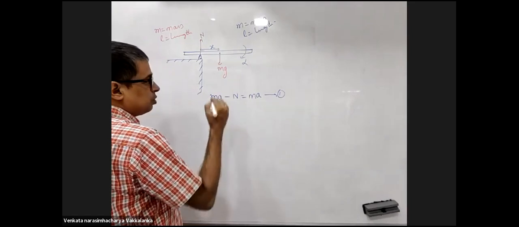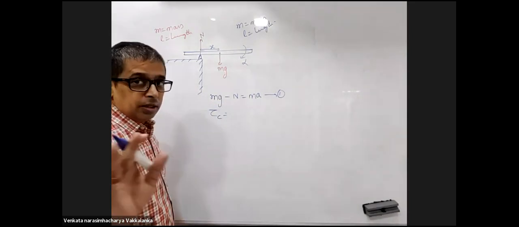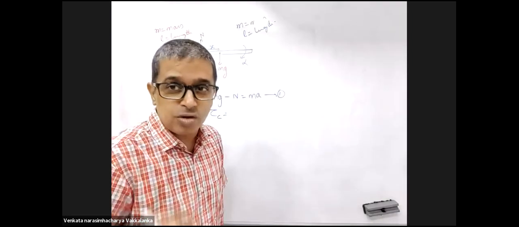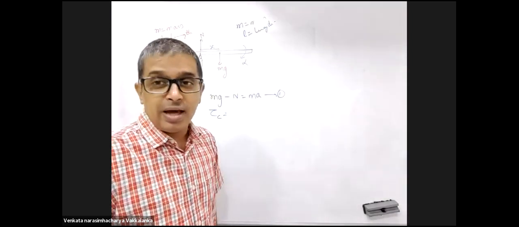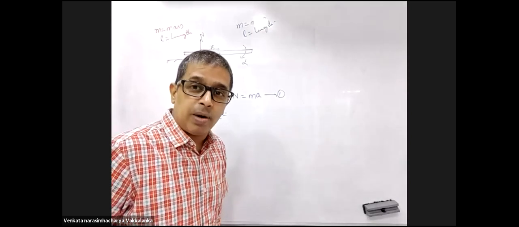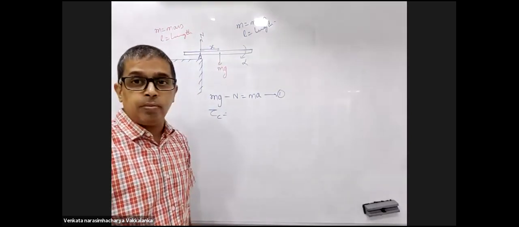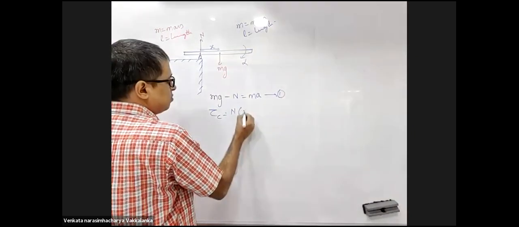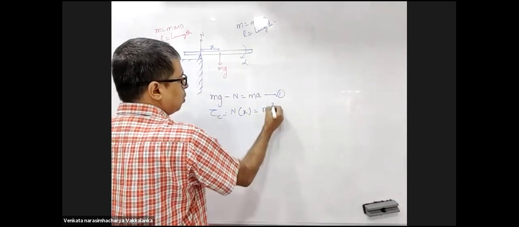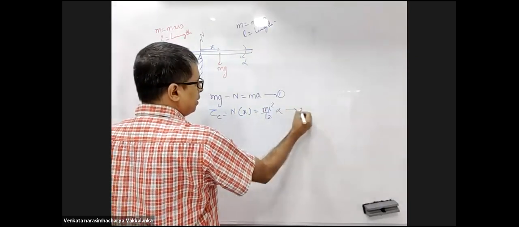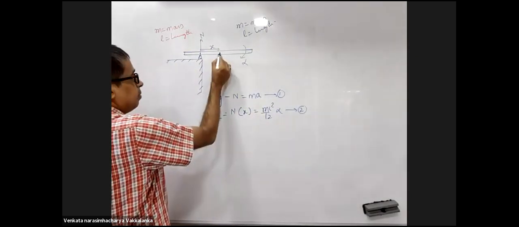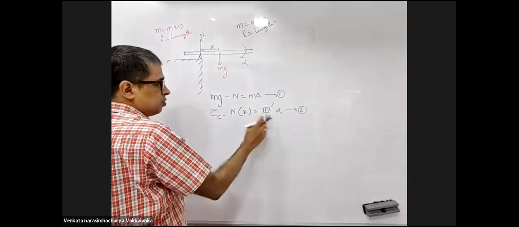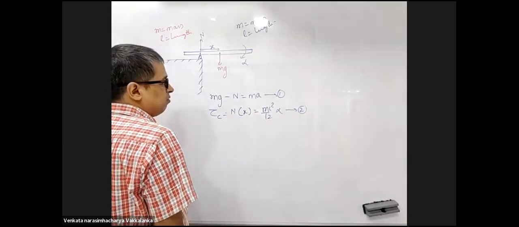Torque I will take about the center of mass here. I have an alternative. I can take the torque about the peg as well. That point is not accelerating. Torque about the center of mass is N into x is equal to ml square by 12 into alpha. mg will not produce any torque. It's only normal force into x equated to I into alpha.